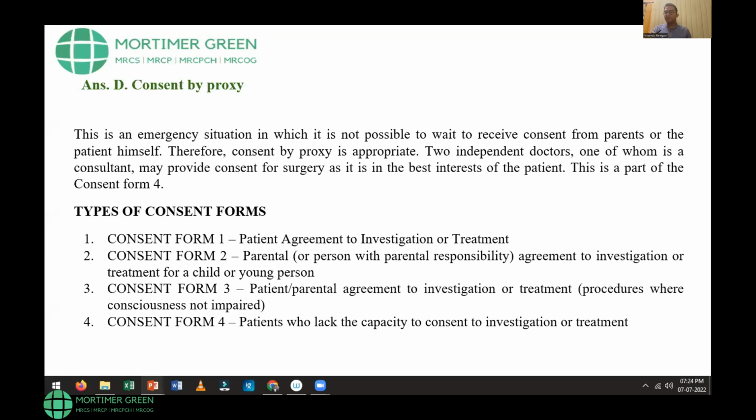Consent form 4 is for adults and patients who lack the capacity to consent. And in this situation, we use the concept of consent form 4, and 2 independent doctors, one of whom is a consultant, take the decision for the patient. So looking at parental responsibility, we'll be talking about parental responsibility as well.